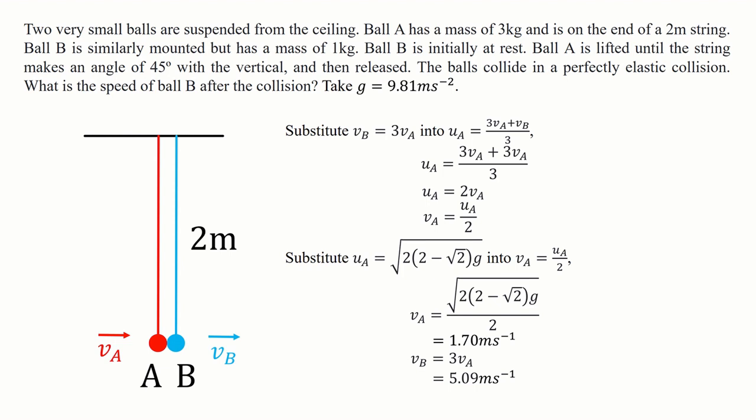Finally, substitute the value of u_A into v_A equals u_A over 2, and you will get v_A equals 1.70 meters per second, corrected to 3 significant figures. Then, v_B equals 3 times v_A. The numerical answer for v_B is 5.09 meters per second.